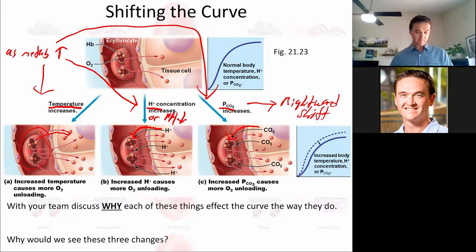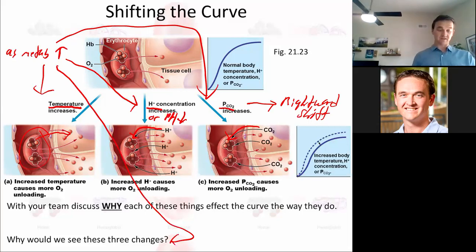Okay, and why would we see these three changes? Because of that increased metabolism. So all these cause a rightward shift, and just the opposite, right? If we have decreased temperature, decreased hydrogen, or decreased CO2, then we get a leftward shift.